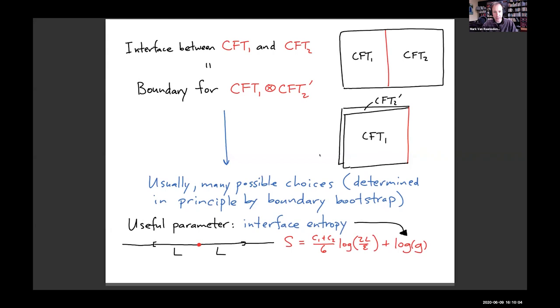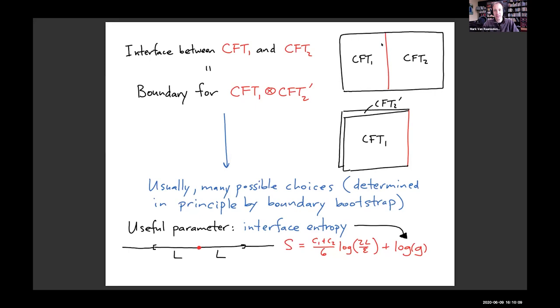Okay, now, so there are many different choices of boundary condition or interface. One useful parameter that I'm going to be referring to a bunch in this talk is this idea of an interface entropy. So this is simply a boundary entropy in this picture. And one way to define this is to say that you consider your interface CFT. So this is a 1+1D picture, but there's similar things that can be defined in higher dimensions.